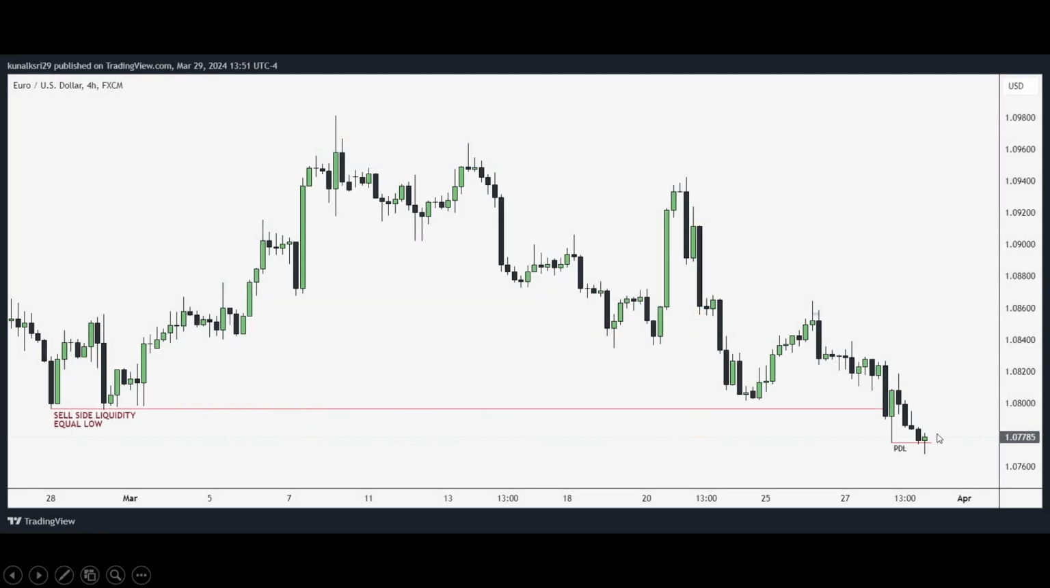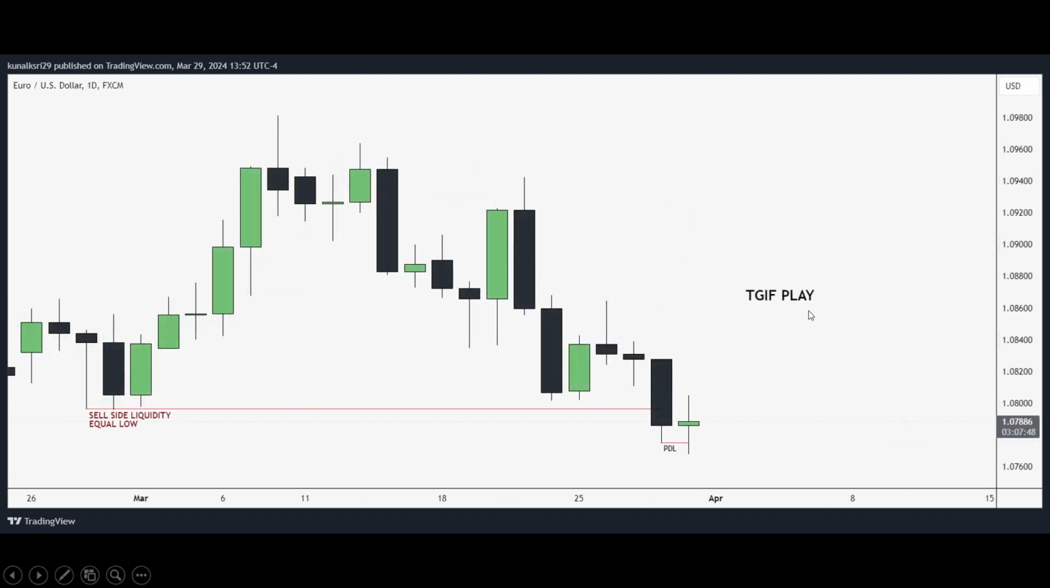So on Friday, you can see, today is Friday. Okay, you can see we grabbed this low, and we also grabbed this Thursday low, basically the previous day low. Okay, this is the Friday candle, 4 hour time frame का candle है. So we grabbed this previous day low. Let me show you. And we're looking for a TGIF play on Friday.